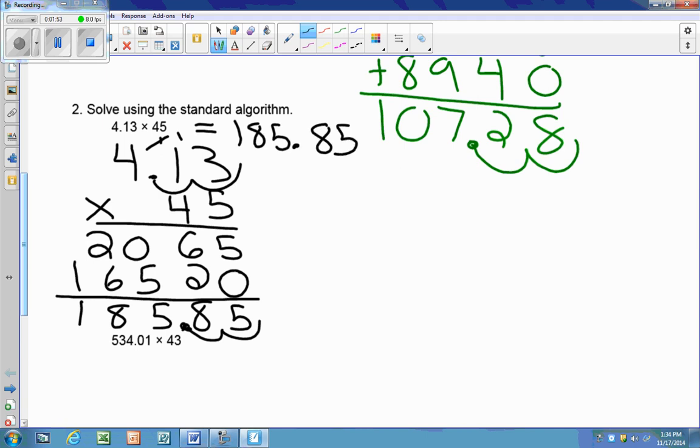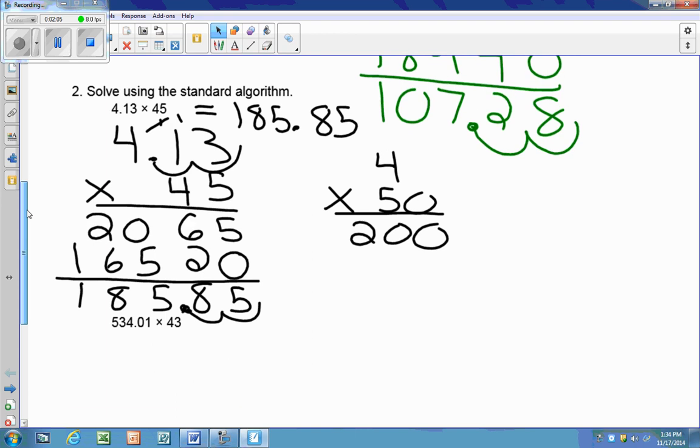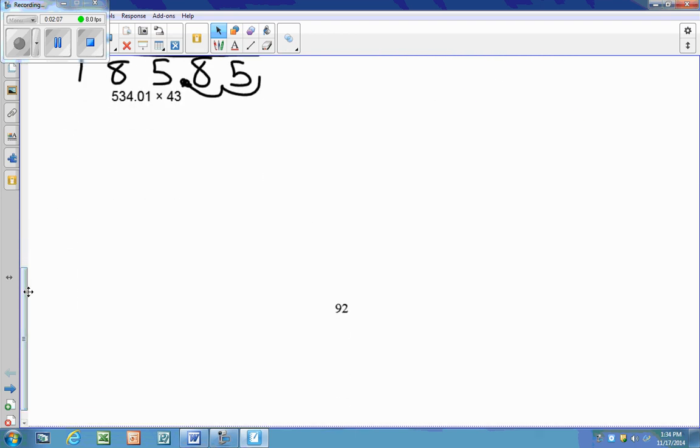And if I want to check to see if it's reasonable, when I estimate I would get 4, and when I estimate I would get 50, which would get me to 200. And I believe that 200 is close to 185 and 85 hundredths. Next question.